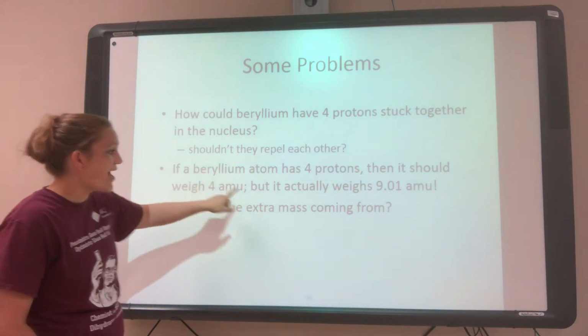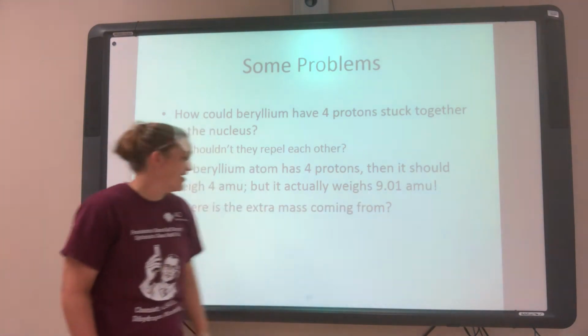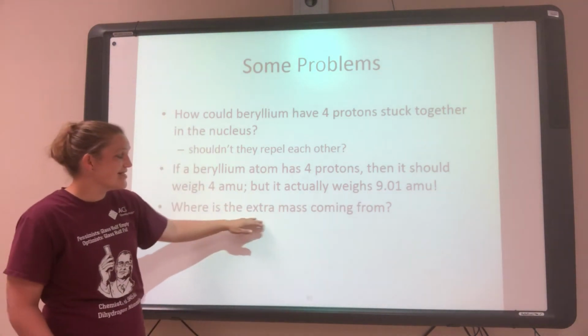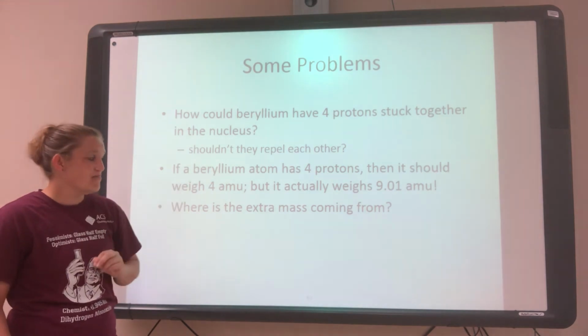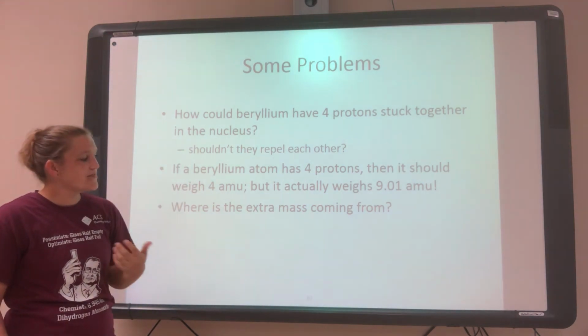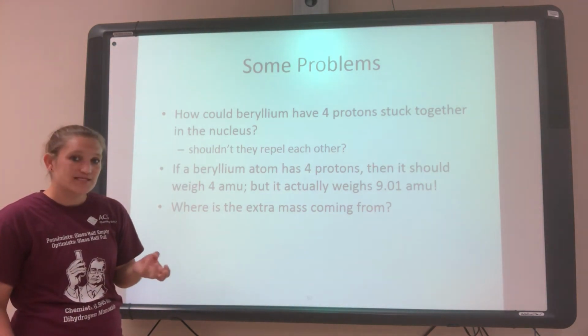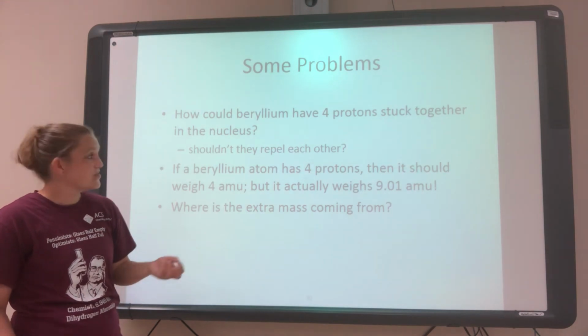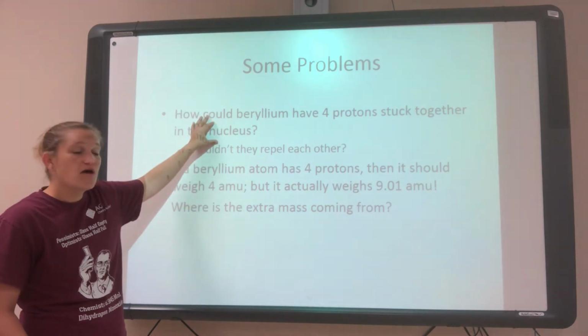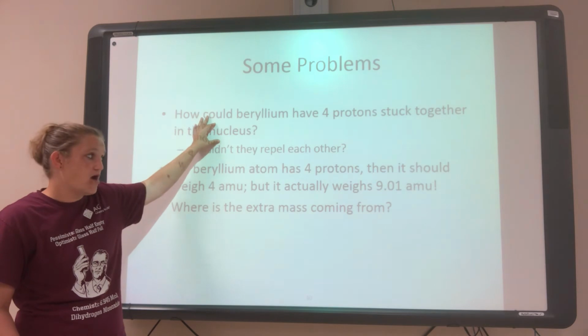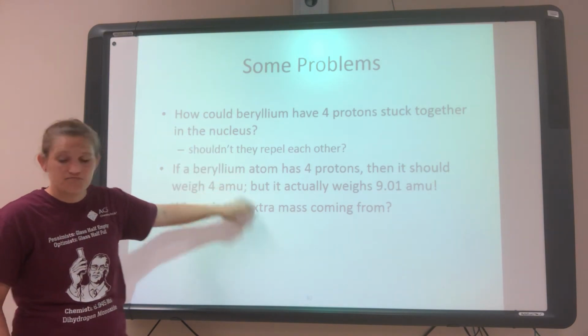But my beryllium atom actually weighs 9. So I'm missing 5 AMUs. I'm missing some extra mass. So there's got to be something else in this nucleus, something that keeps the protons from repelling, keeps them there, and has to have some mass.